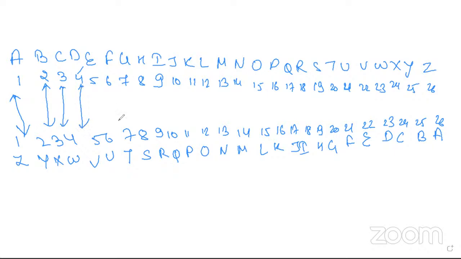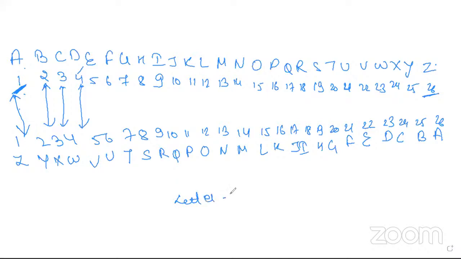Now, you say, sir, how will I remember all these things? So there's a very basic thing. See, the position value of A is 1 and Z is 26. Addition is 27. So A and Z are opposite. Therefore, A and Z, 1 and 26. Position of B is 2. So the opposite of B will be 25, because 2 plus 25 will give you 27. So what's the thumb rule?